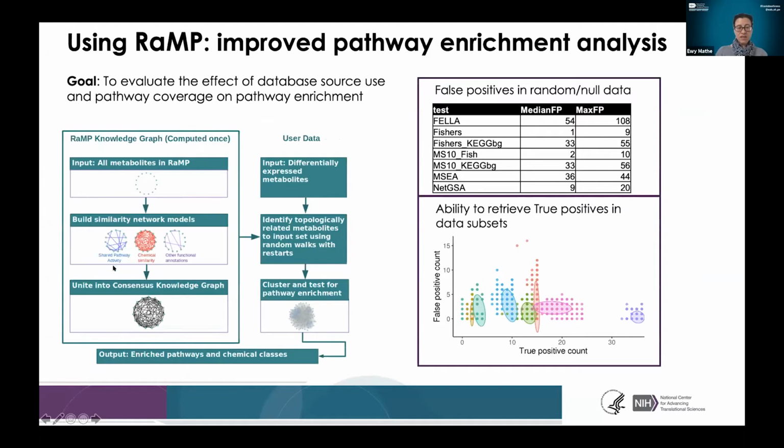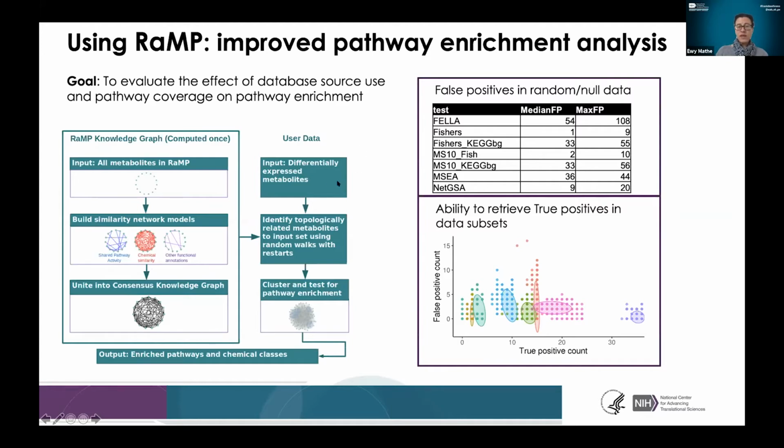And in this knowledge graph, you have the nodes that represent metabolites and genes, and then you have the edges that represent a composite of shared pathway activity, shared chemical similarity, and also other functional annotations that may be available. And this may be, for example, constraining it only to metabolites and genes that you will find to be expressed in a particular biospecimen. And then you can build a consensus knowledge graph from this information.